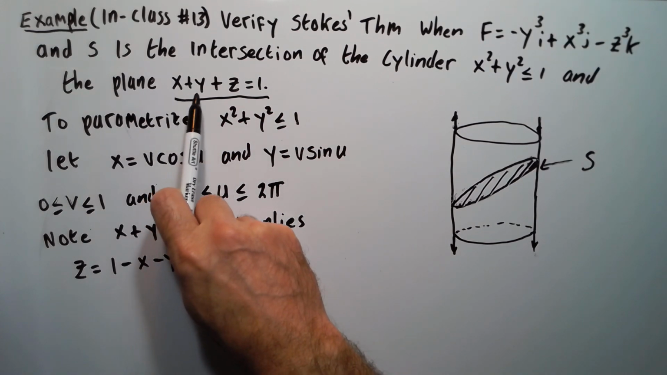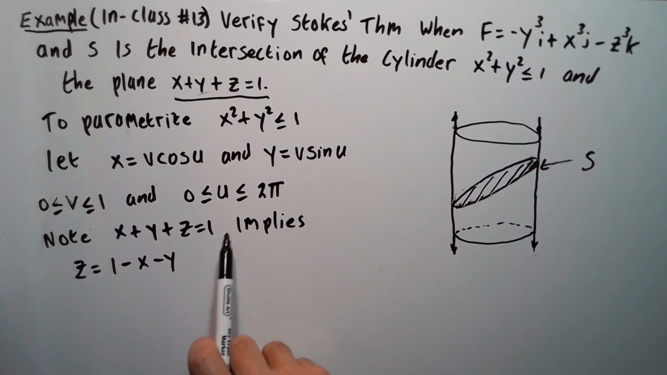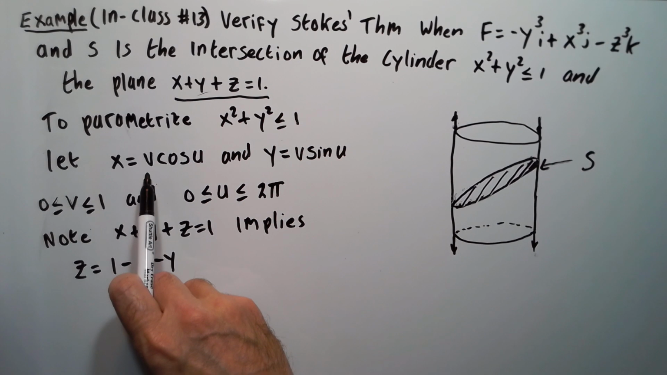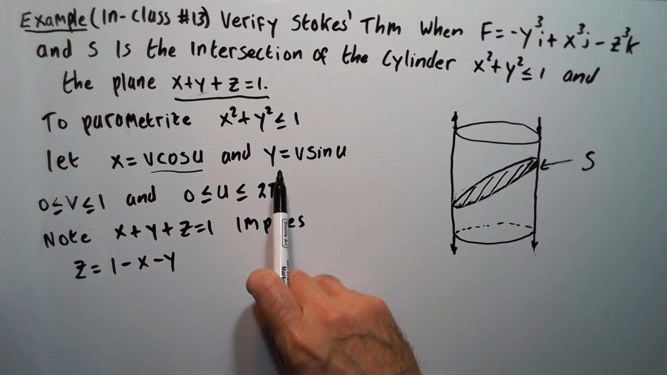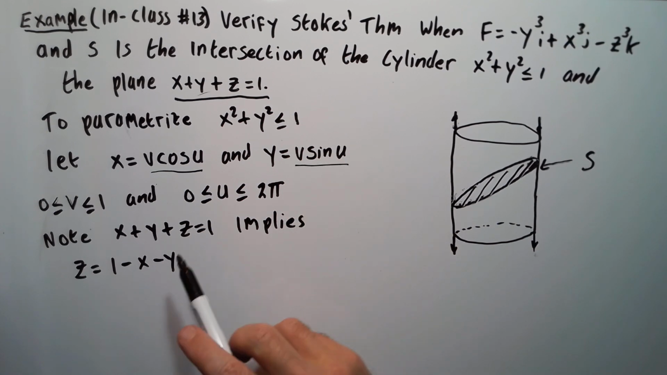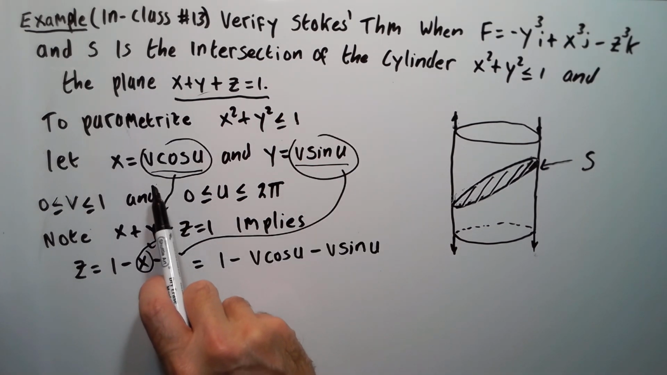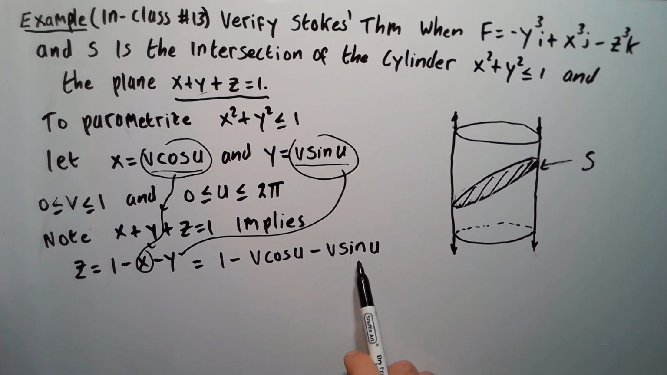So I've taken my plane up here, brought it down here, and solved it for z. I subtracted x, subtracted y, so z equals 1 minus x minus y. But x is now equal to v cosine u, and y is equal to v sine u, so we can make those substitutions. In place of x, I'm going to write v cosine u, and in place of y, I'm going to write v sine u. So that would be my z value.